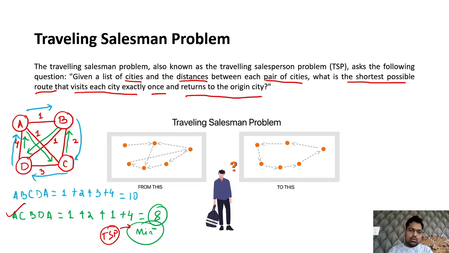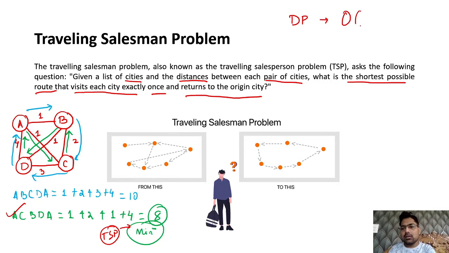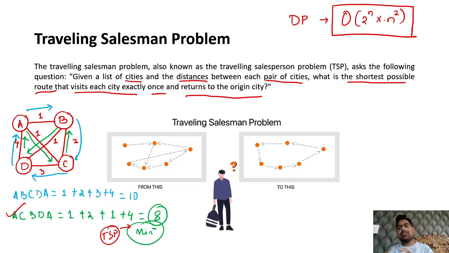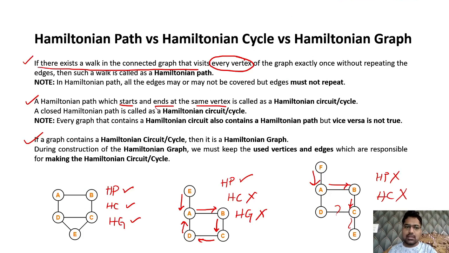Clear? Now as for the complexity, using dynamic programming, the complexity we can expect is 2 to the power n into n to the power 2, which is a product of a polynomial and an exponential. This is the time complexity for TSP. For the brute-force time complexity, we can expect n factorial, which is less than n to the power n.